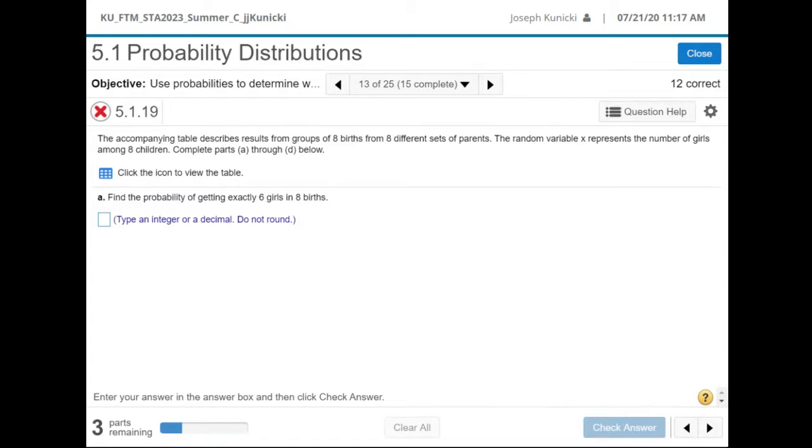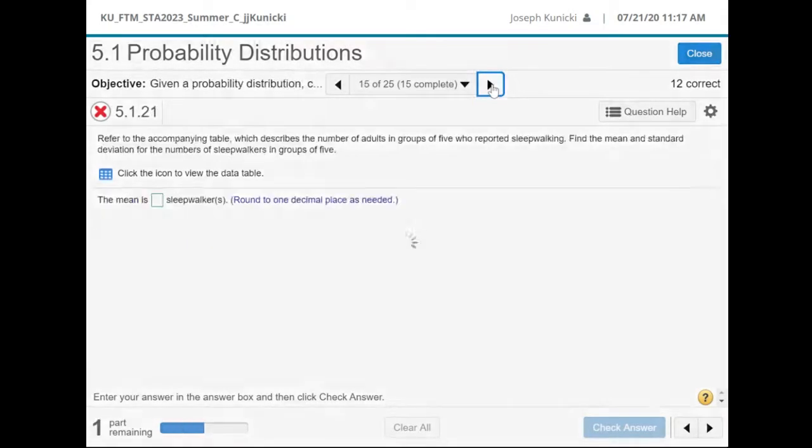So let's see. What's your next problem? I'm looking for the very next one, 5.1.21. I got the mean correct, but the standard deviation I got incorrect.